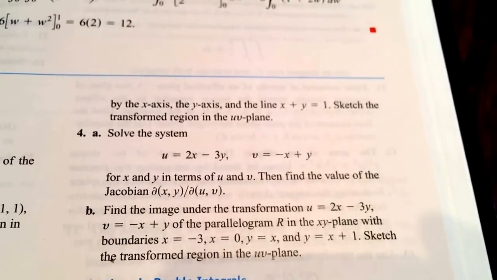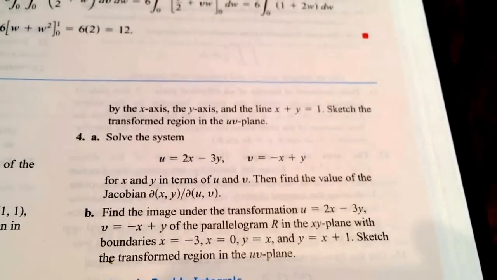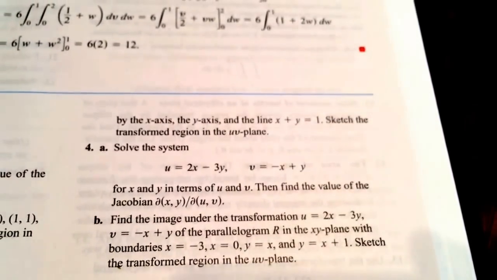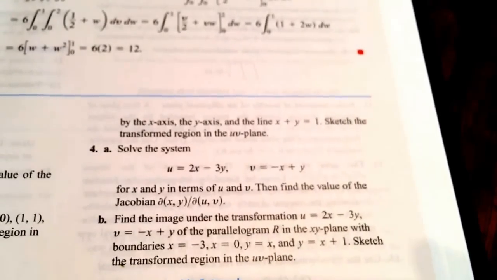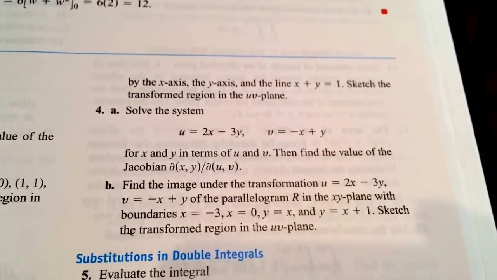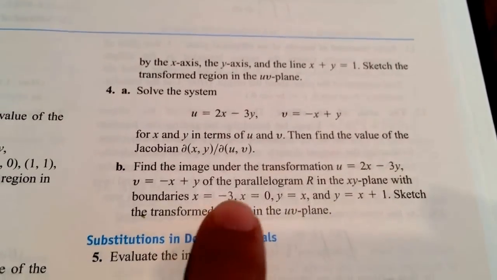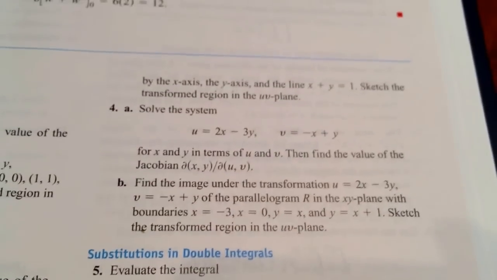That just means find the new picture, right? So you can go from R to G or from G to R. Those are the regions that you're drawing. That's what they're talking about by images there. And then they give you the boundaries, and then they want you to sketch it in the UV plane.